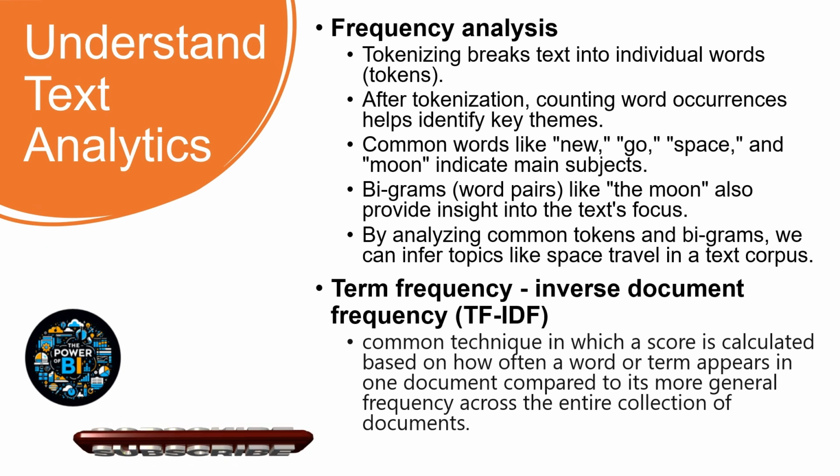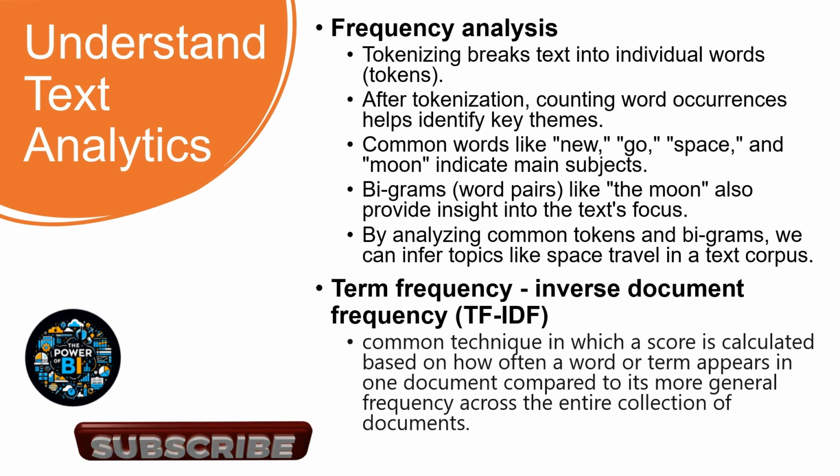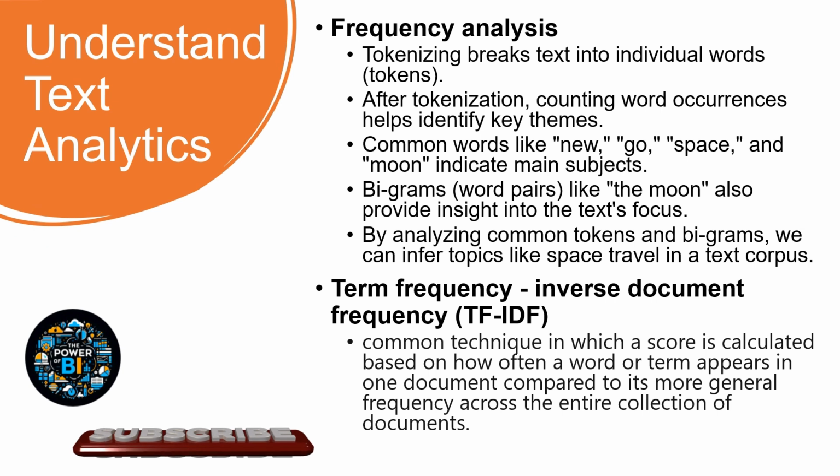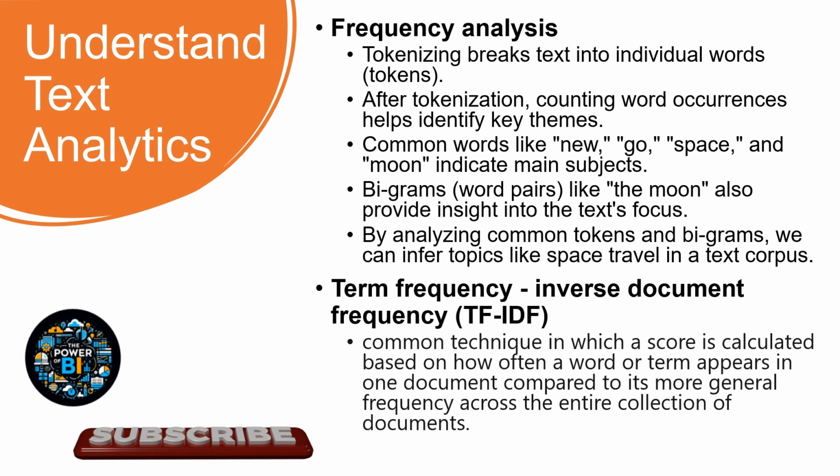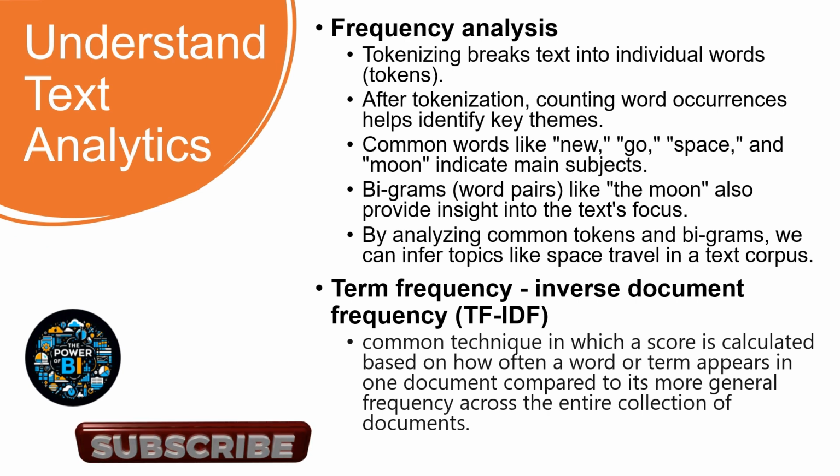But when you need to differentiate across multiple documents within the same corpus, you need a way to determine which tokens are most relevant in each document. This refers to term frequency–inverse document frequency (TF-IDF), a common technique in which a score is calculated based on how often a word or term appears in one document compared to its more general frequency across the collection of documents.